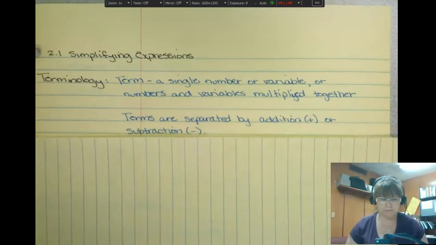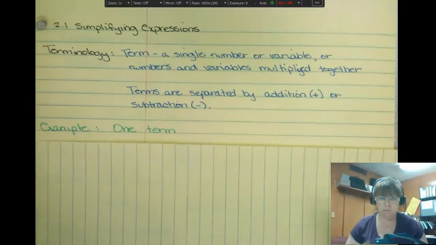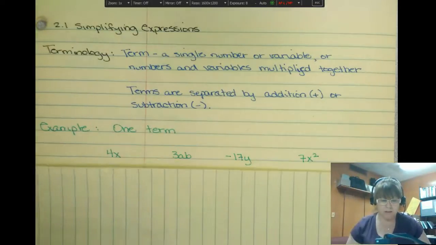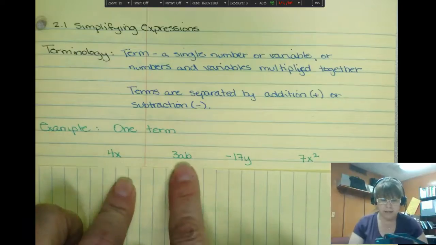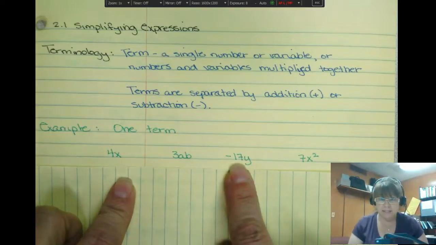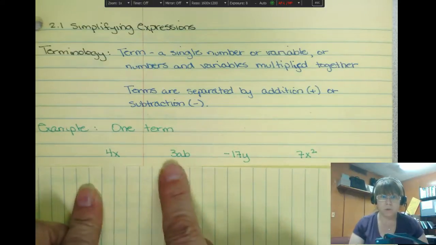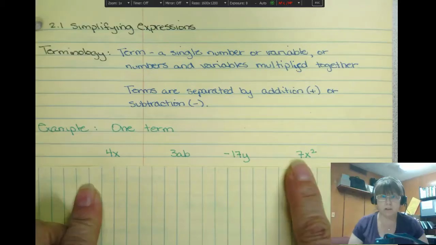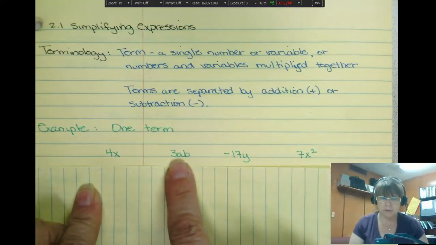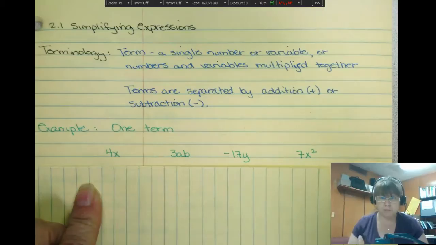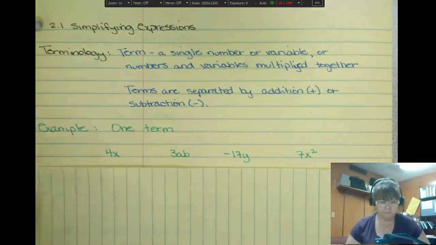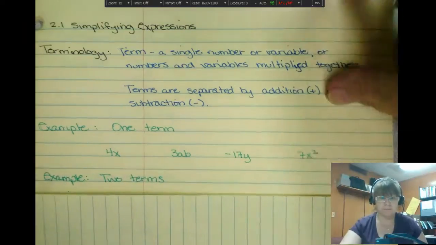For example, a single term, one term, would be 4x, 3ab, negative 17y, 7x squared. These are all one term, one term, one term, one term. Yes, multiple variables, but one term. What makes a term is that it's multiplied together. So the 4 times x is one term. Two terms.